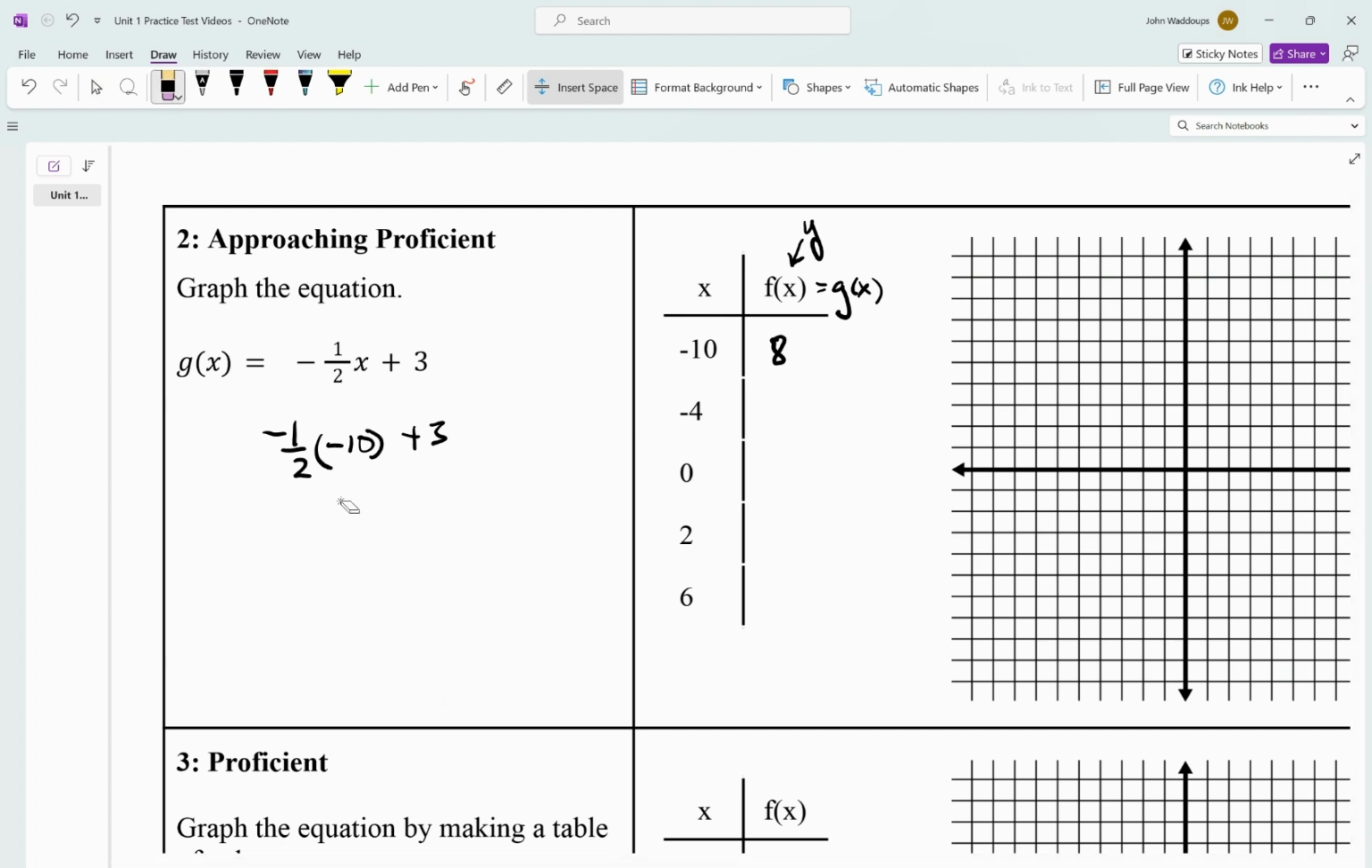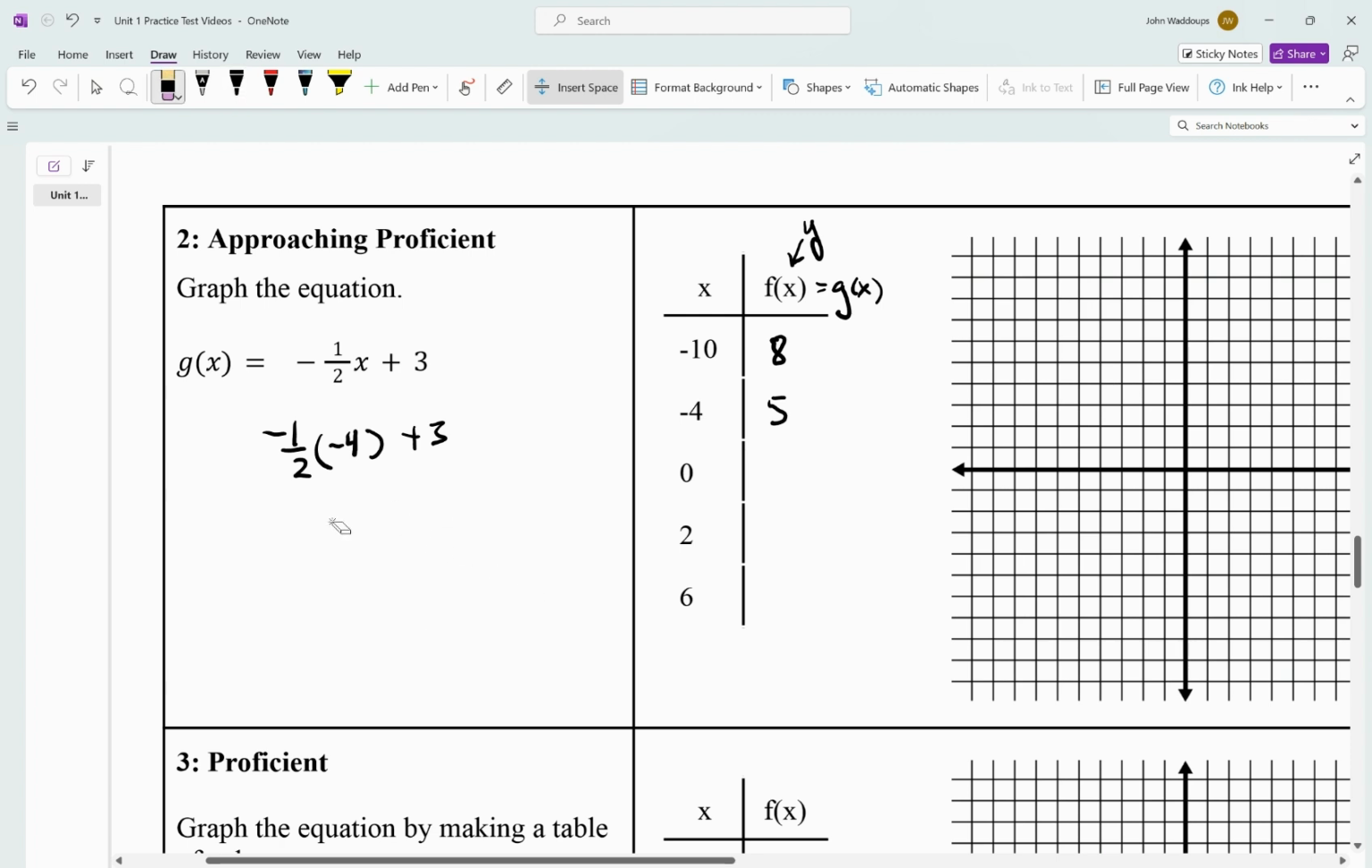And then I'm going to just do that again for negative 4. So negative 1/2 times negative 4, negative times negative is positive, half of 4 is 2. So I got 2 plus 3. 2 plus 3 is 5.